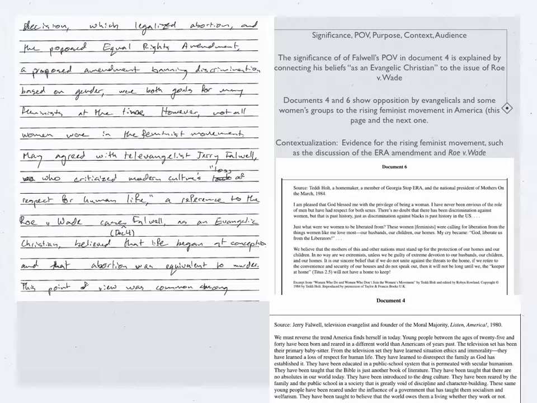And on this page, we're moving on into what we were just talking about, document 4. Document 4 is Jerry Falwell's Listen America from 1980, where he talks about how young people are getting away from morality and how we've had a loss of ethics and the effect of that going on all over the United States. And so it says here that the significance of Falwell's point of view in document 4 is explained. And they connect, and it's really cool.